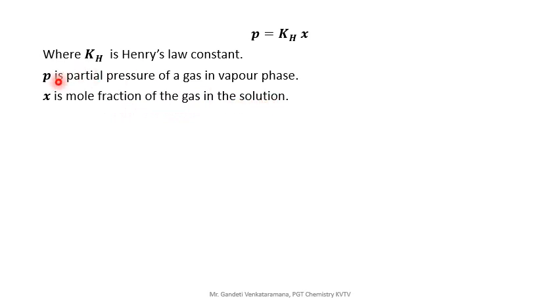Just have a look here. P is the partial pressure of a gas not in the solution, but in the vapor phase over the solution, but X is the mole fraction of the gas which is dissolved into the solution.